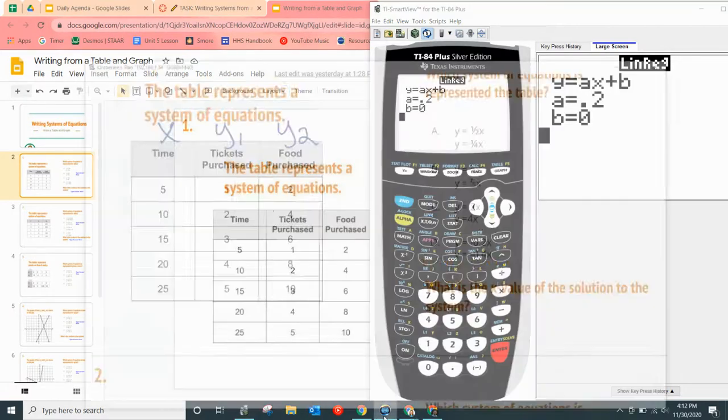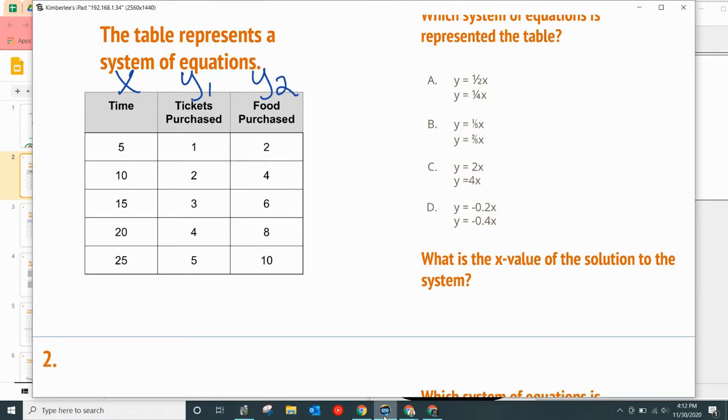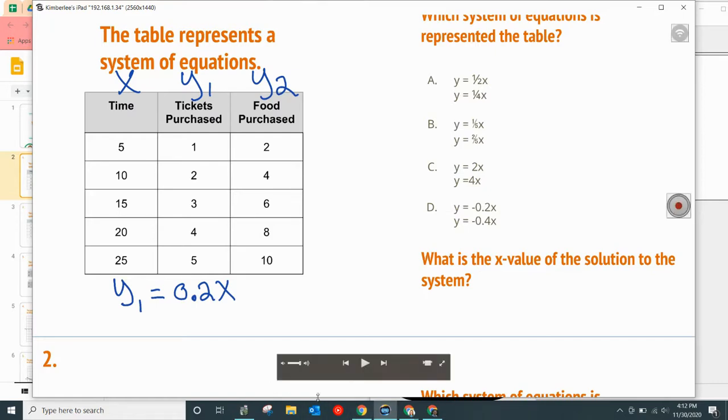So let me bring back up my iPad so I can actually write on it. My first equation, I'm going to call it y1, is 0.2x plus 0. But remember, we don't actually have to write the plus 0. It doesn't change anything. So I could just write 0.2x.